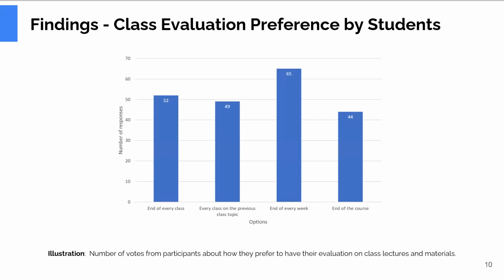Now, if we look at this chart, the number of votes from participants about how they prefer to have their evaluation on the class lectures and materials. The chart data shows that 52 participants liked the evaluation at the end of every class, and 49 participants said they liked the evaluation every class but on the previous class topic, and 65 participants said they preferred the evaluation at the end of every week, and 44 said they like the evaluation at the end of the course.